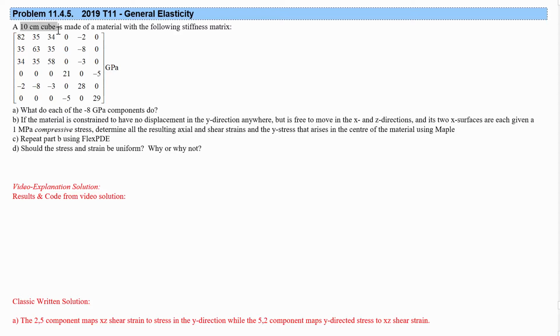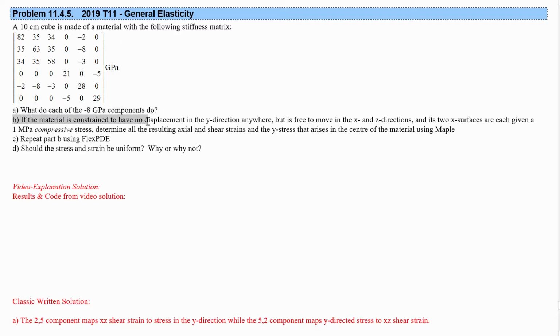You have a 10 centimeter cube that's made of a material with this stiffness matrix. So this is the stiffness matrix, which is the one with the C components, the one that directly needs to be put into FlexPDE. And it asks us first, what do the -8 gigapascal components do?